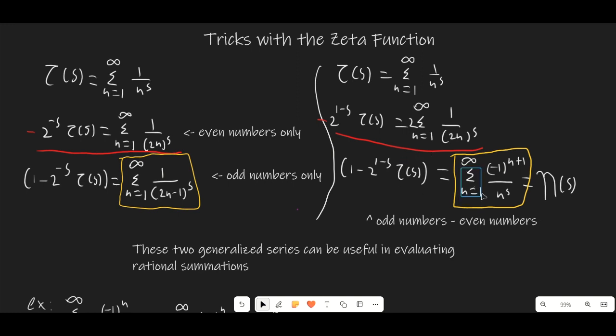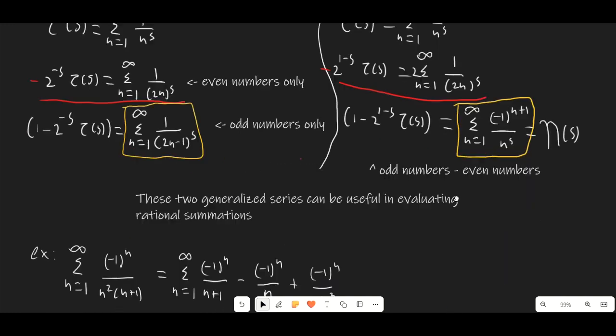which is actually just the sum from n equals 1 to infinity of negative 1 to the n plus 1 over n to the s. We subtract the even numbers twice, so that means we get all the odd numbers minus all the even numbers. And this function is also called the eta function. You can just evaluate it with known values of the zeta function or just directly by plugging in. So these two generalized series can be very useful in evaluating rational summations, so let's look at some examples of how to use these.